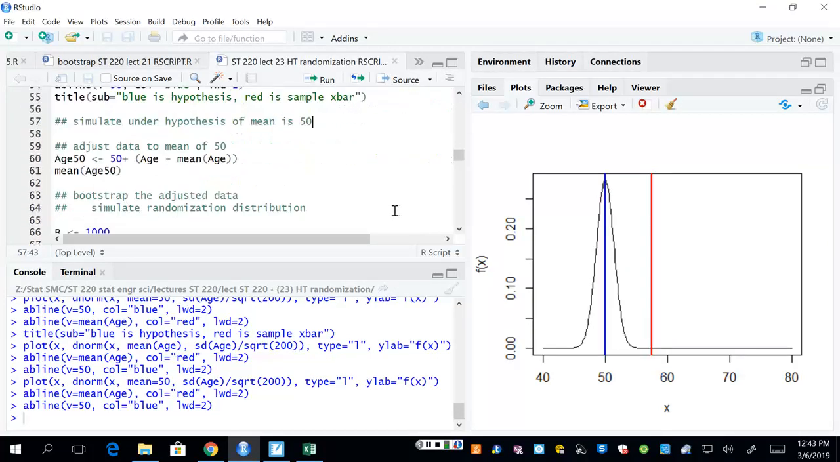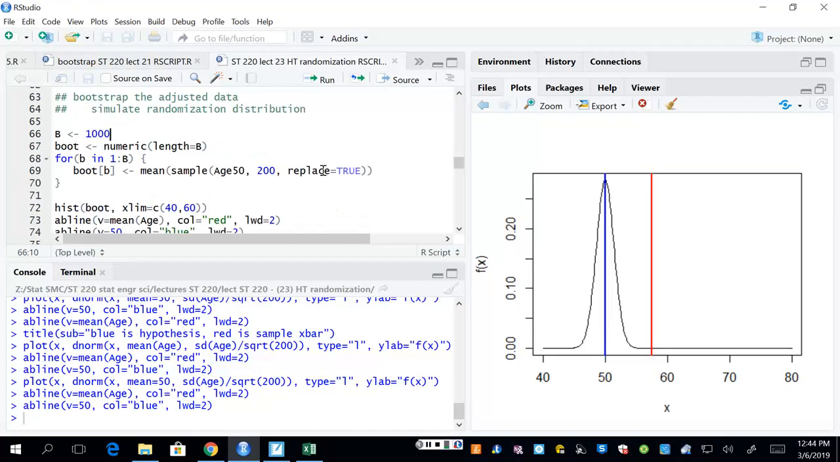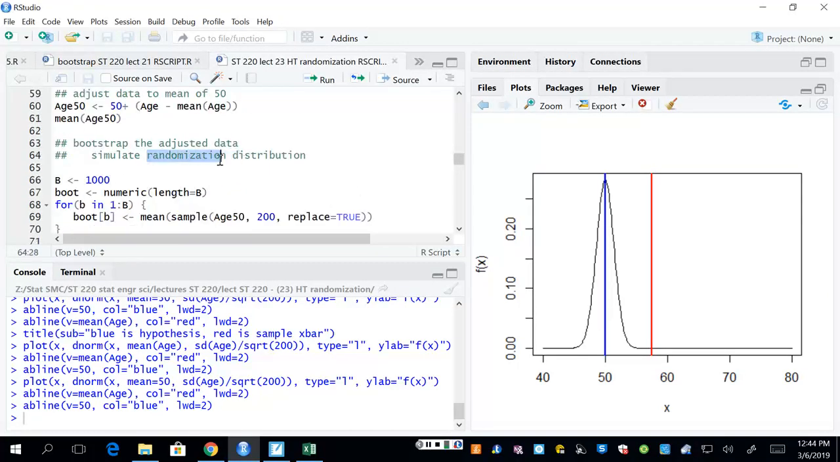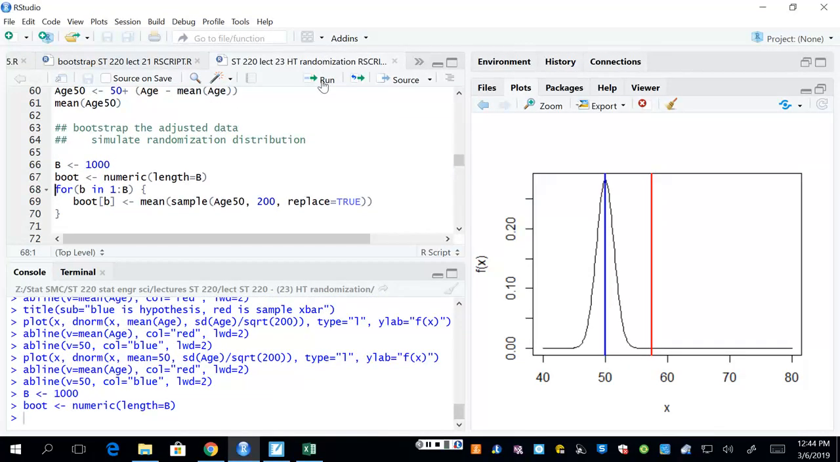So today we're going to simulate averages. What would it look like if we simulated data, kind of like a bootstrap, but centered at the null hypothesis of 50? Sometimes this is called the randomization distribution or the null distribution of x bar: the sampling distribution of our statistic under that assumption. So let's generate 1,000 bootstrap samples, and I'm going to save the averages in something just called boot.